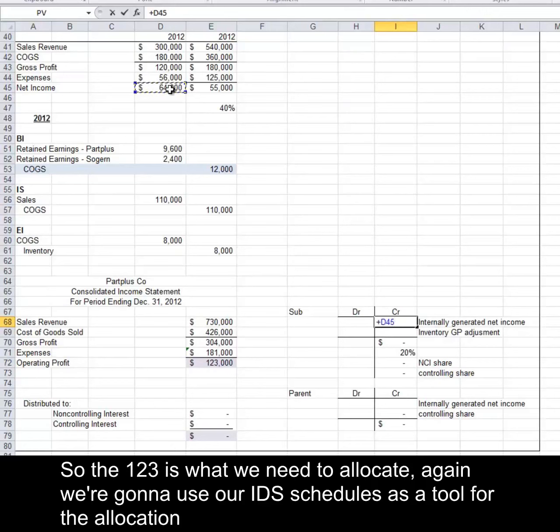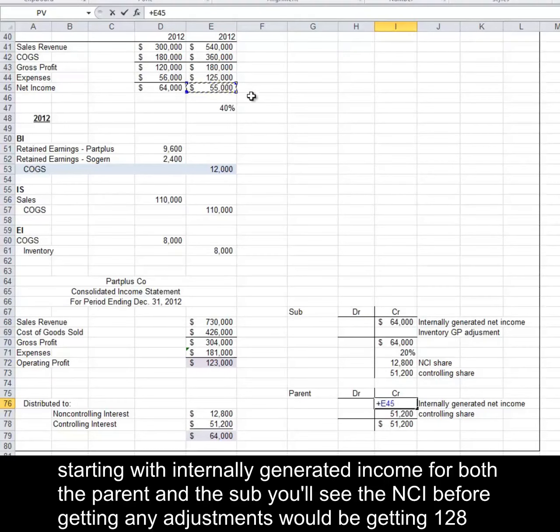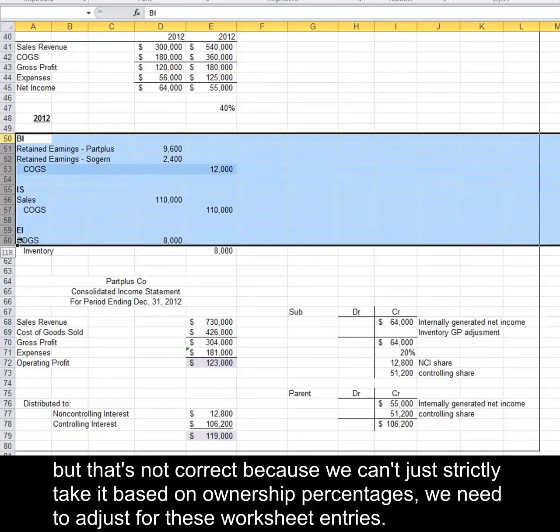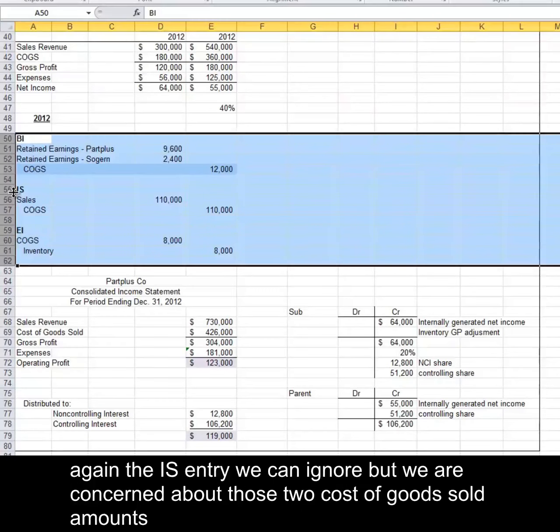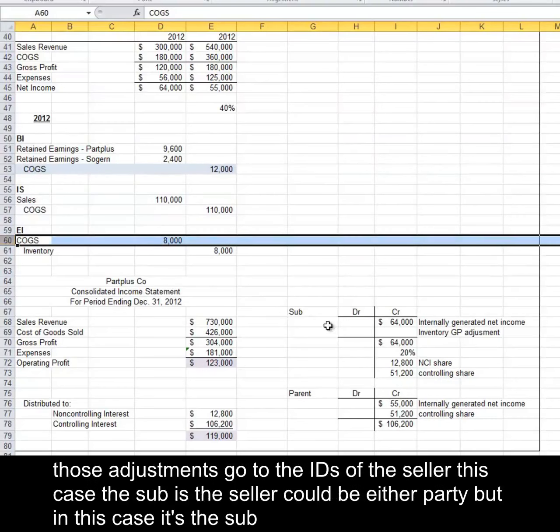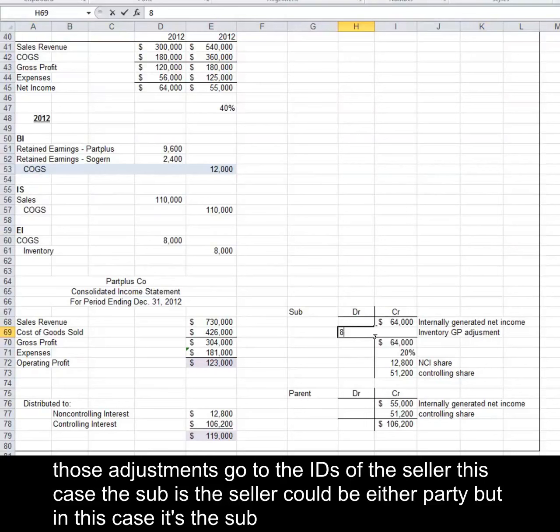Again, we're going to use our IDS schedules as a tool for the allocation, starting with internally generated income for both the parent and the sub. You'll see the NCI before any adjustments would be getting 12.8. But that's not correct, because we can't just strictly take it based on ownership percentages. We need to adjust for these worksheet entries. Again, the IS entry we can ignore, but we are concerned about those 2 cost of goods sold amounts. Those adjustments go to the IDS of the seller. In this case, the sub is the seller. It could be either party, but in this case it's the sub.